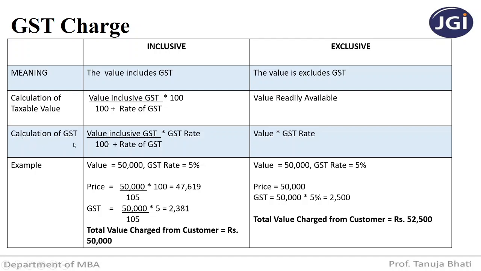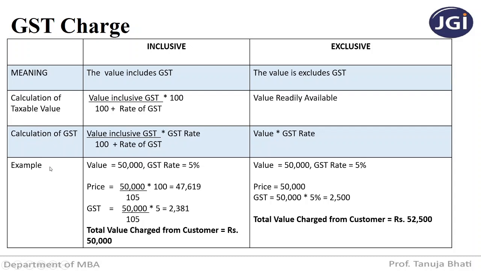Next, calculation of GST. How will you calculate the GST portion? Since the value of 50,000 has the basic value plus the GST amount, you have to bifurcate to understand how much is the GST and how much is the taxable value. So in case we want to know the GST value, it is value inclusive GST divided by 100 plus rate of GST, into GST rate. And in case of exclusive GST, obviously we have the value, suppose 50,000, which is exclusive of GST. You charge the GST rate on that, you will get the amount of GST.